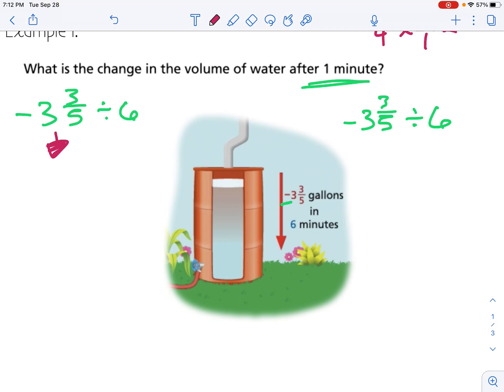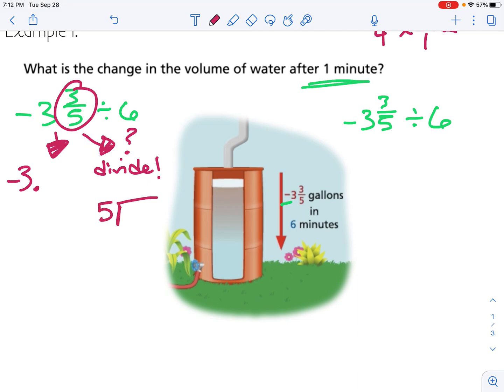To do that, this negative 3, this is our whole number. So I'm going to pull that out right away. My 3/5. How do I turn a fraction into a decimal? I divide. So I'm going to put 5 on the outside of my division house because the denominator always goes on the outside, and 3 on the inside. Can 5 go into 3? No, it cannot, so I need to add a decimal and a 0.